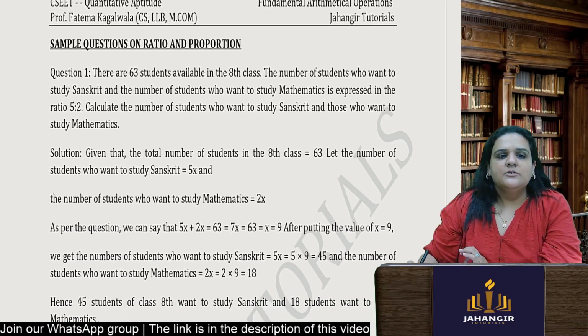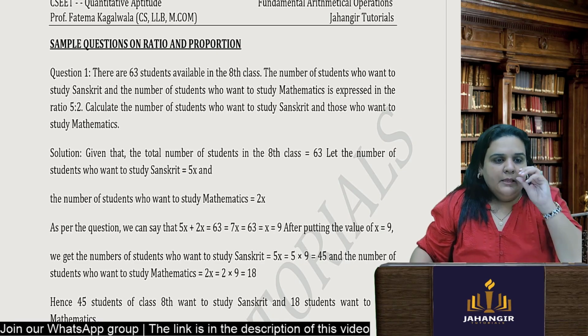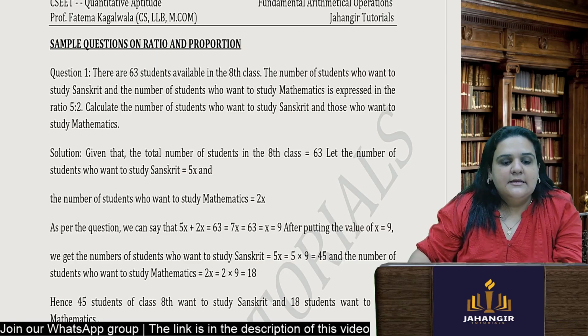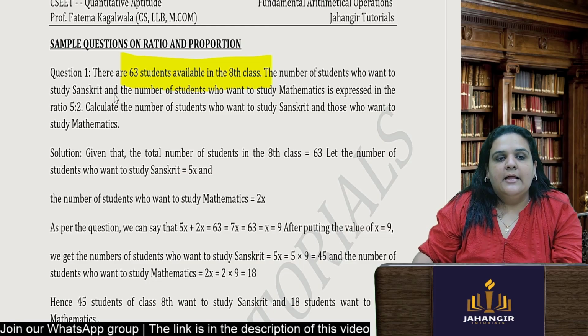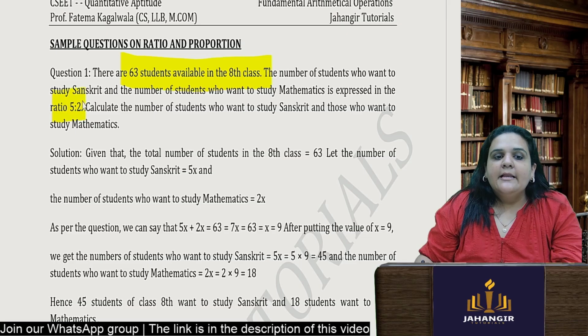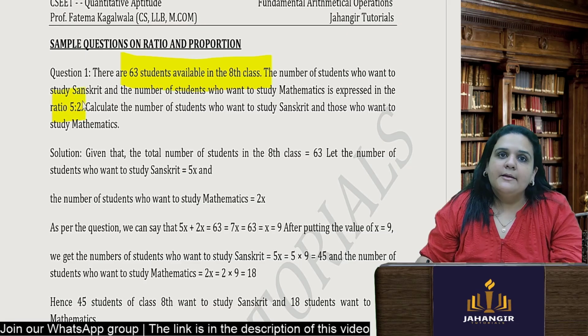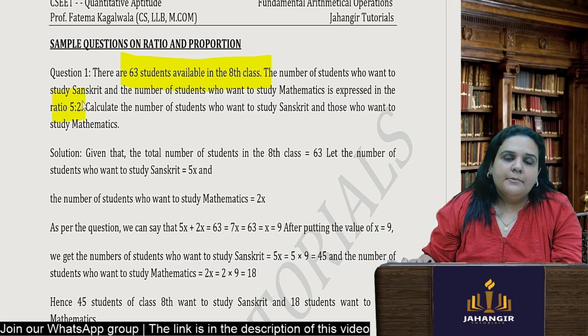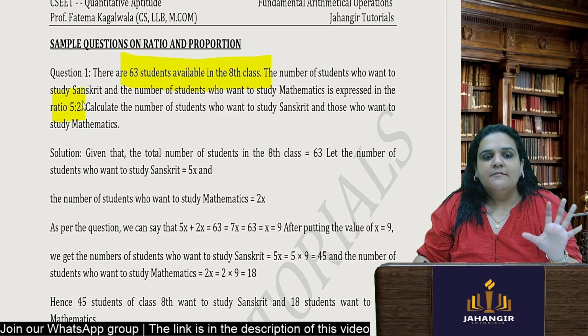Now, sample questions on ratio and proportion. We will move to that fast, because it is very, very easy. Say this: there are 63 students in the 8th class. The number of students who want to study Sanskrit and the number who want to study mathematics is expressed in the ratio of 5:2. Calculate the number of students who want to study each subject. They have given you the total number of students and the ratio of students who want to study a given subject.